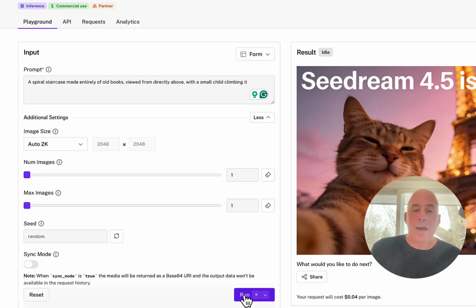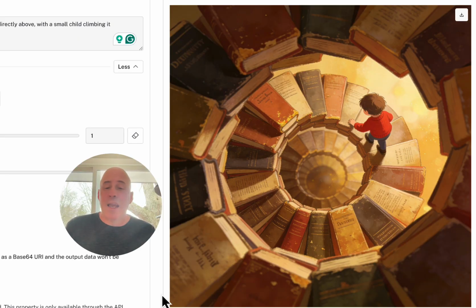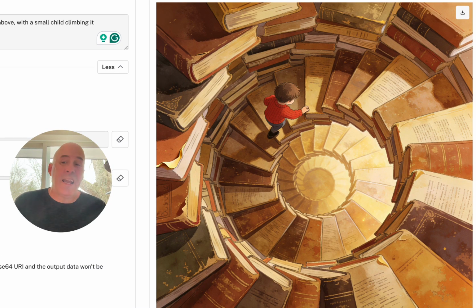Let's give it a shot. Not quite as fast. I'll come back when it's ready. And here it is, and wow, we got a cartoon. Now it is correct, but it's cartoonish. Let's try it again. And again, kind of the same image.